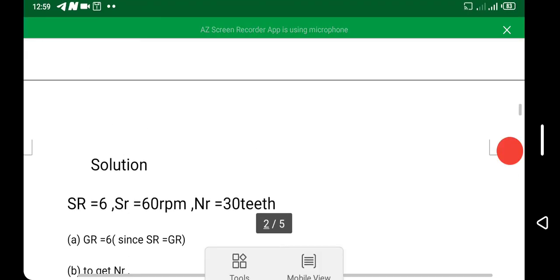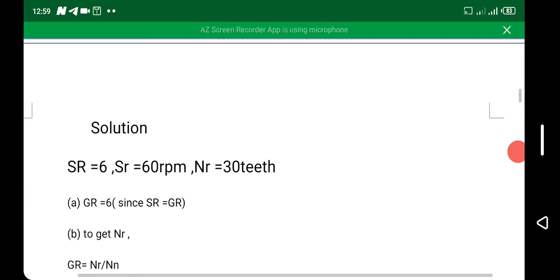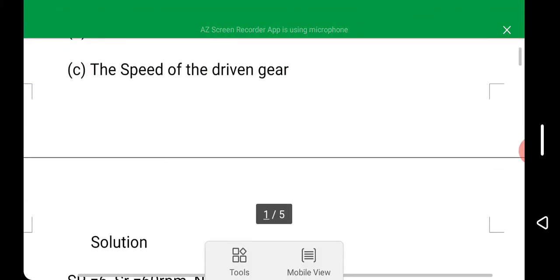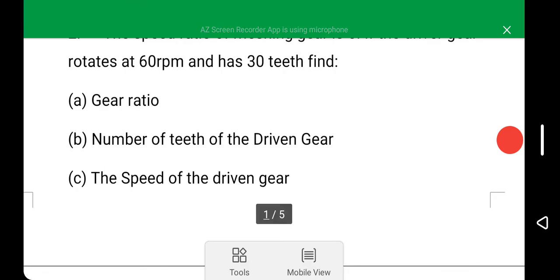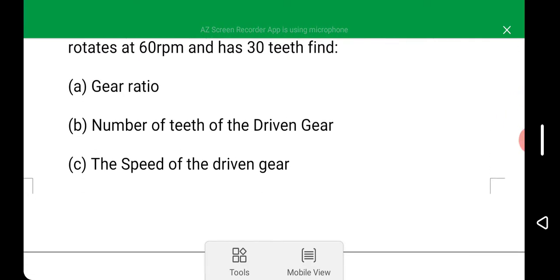Now, the second question asks us to find the number of teeth in the driven gear. The number of teeth of the what? Of the driven gear.